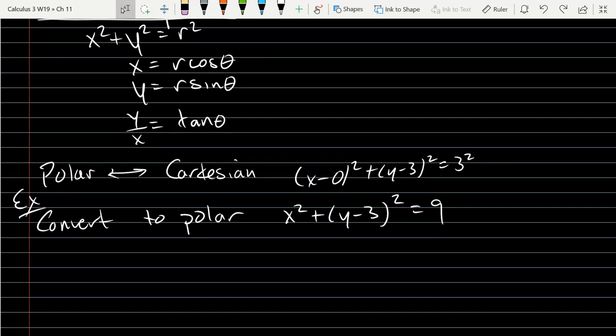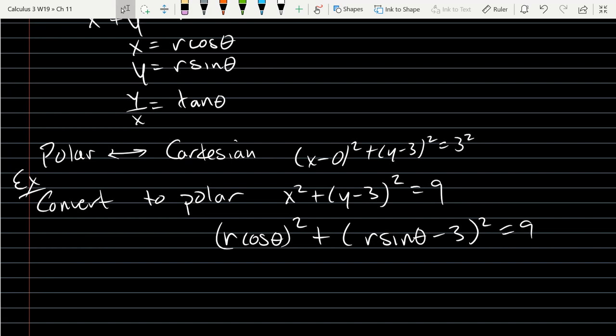We got a slight problem. There is no r cos theta. Oh no, we don't have a problem. We're just going to swap right in. X gets taken out for r cos theta, and our y gets taken out for r sine theta. So that's all we need to do here. R cos theta squared plus r sine theta minus 3 squared equals 9.